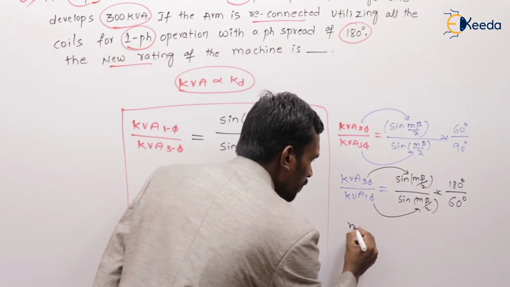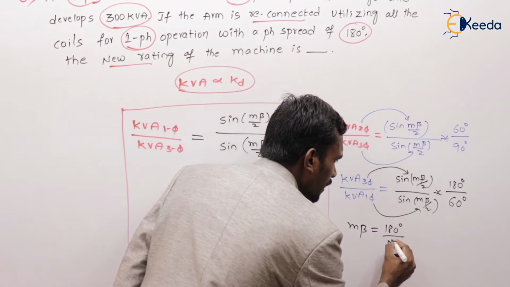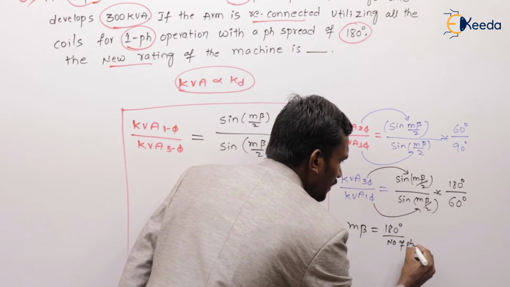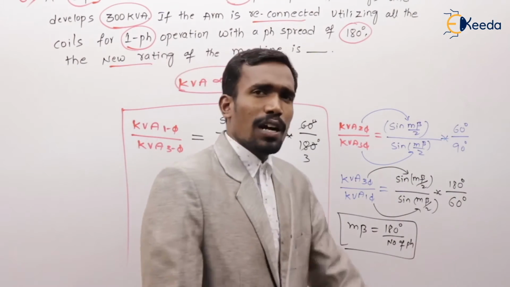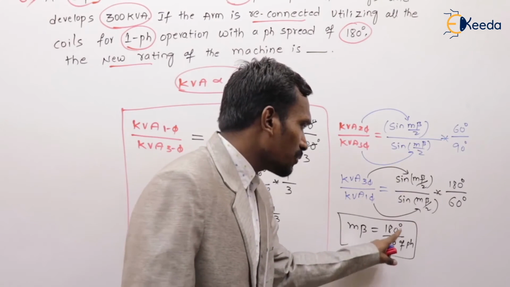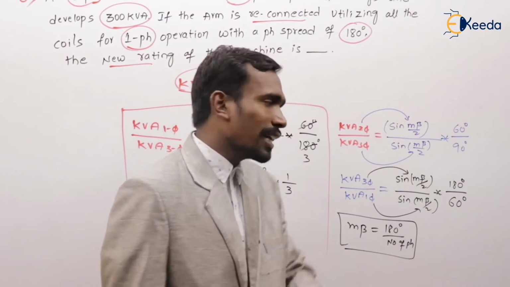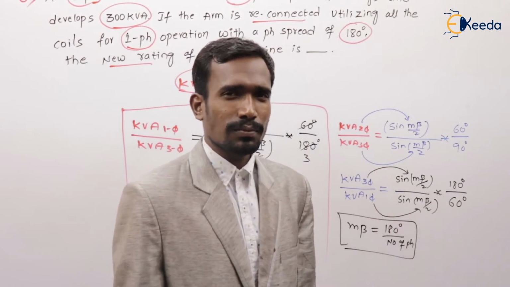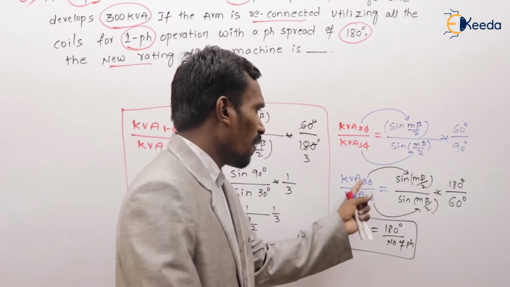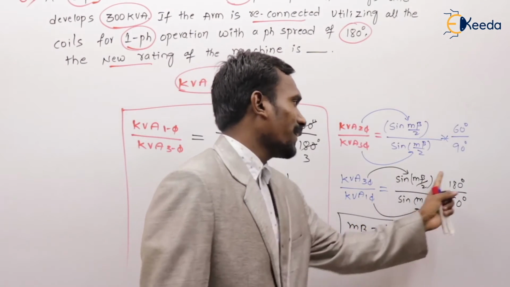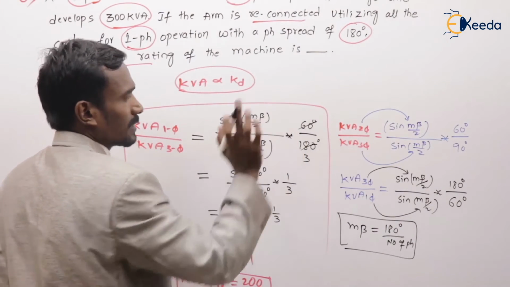You know, m beta is equal to 180 degrees divided by number of phases. For three phase, 180 by 3. For two phase, 180 by 2. For single phase, 180 by 1. For three phase, 60; for two phase, 90; for single phase, 180.